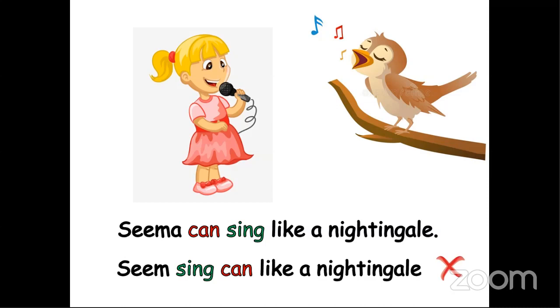Remember, always remember that modal verbs generally come after the subject and before the main verb. Now, what has happened here in the second sentence? Where did the modal verb come? It has come after the verb. But look at the first sentence. Which is the subject of the sentence? Seema. And which is the main verb? Sing. And where is the modal verb can? It has come after the subject Seema and before the verb sing.